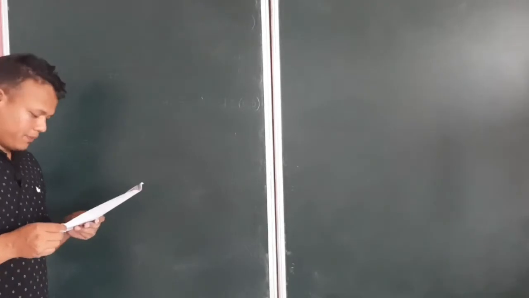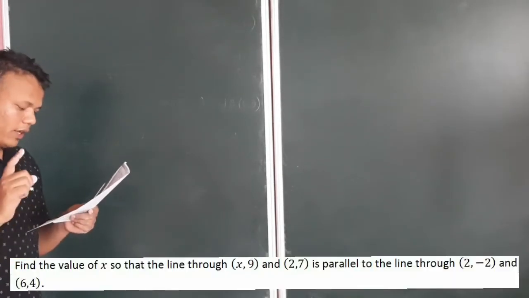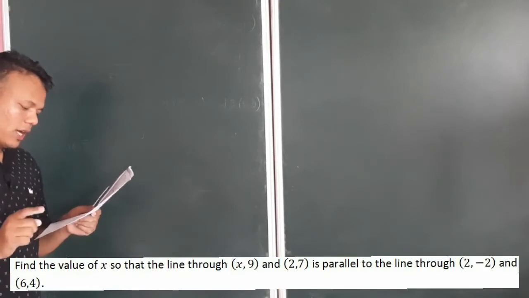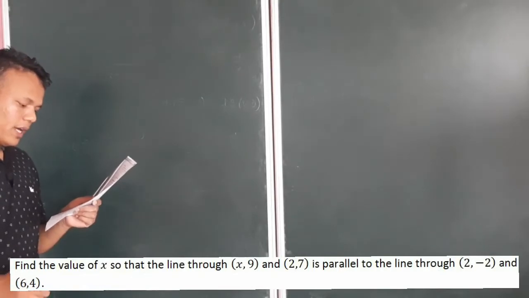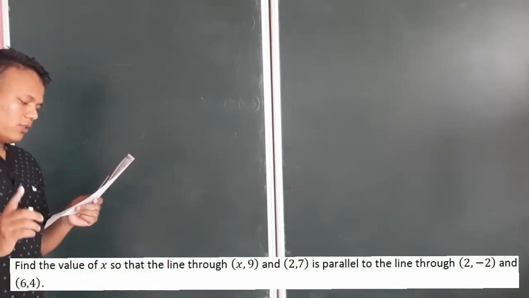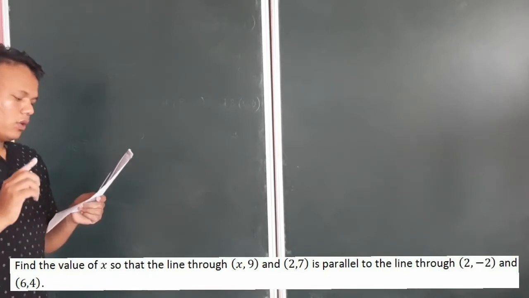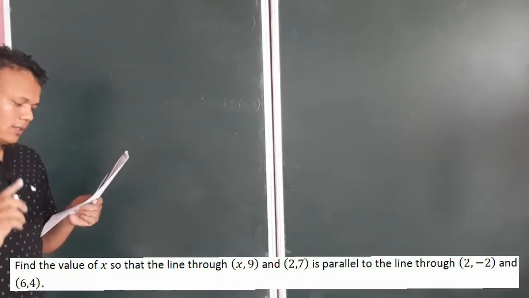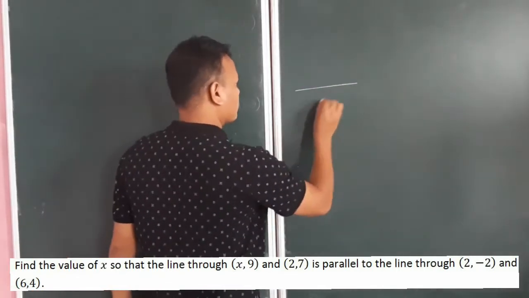Okay, so let me take question number 3 for you. The question says, find the value of x so that the line through (x, 9) and (2, 7) is parallel to the line through (2, -2) and (6, 4). Okay, so there are two lines being parallel.